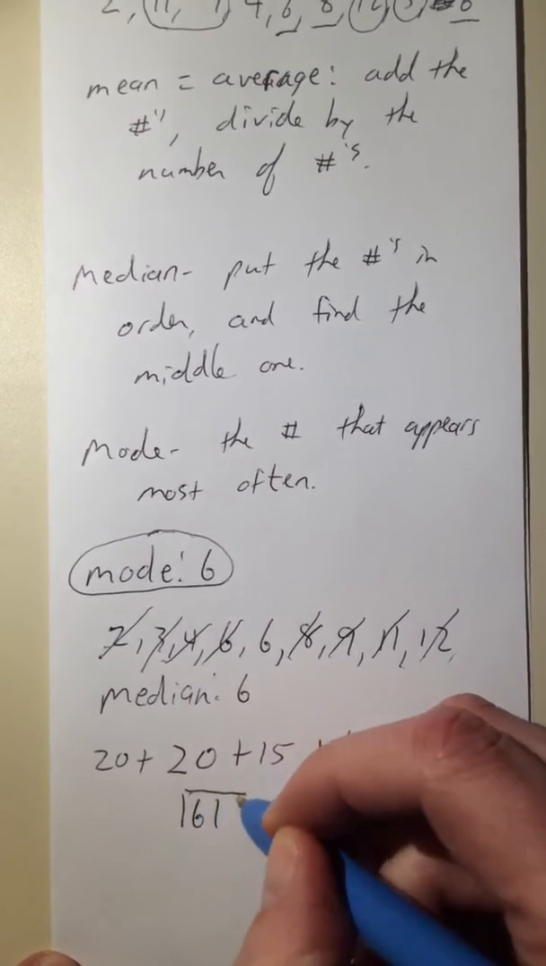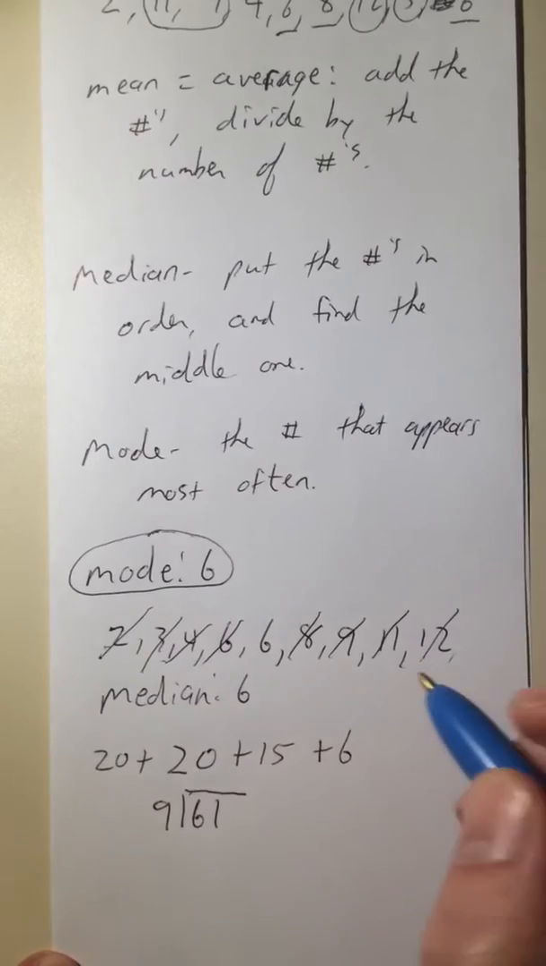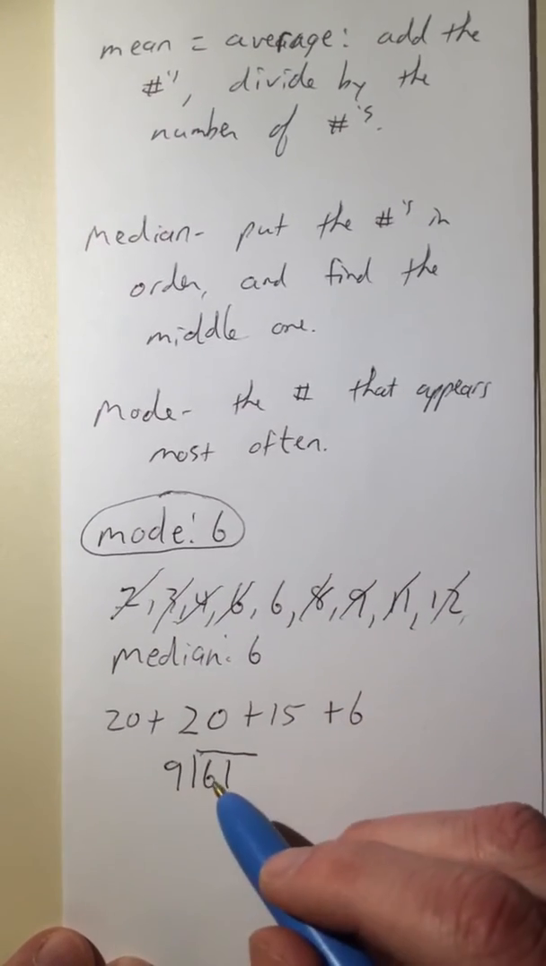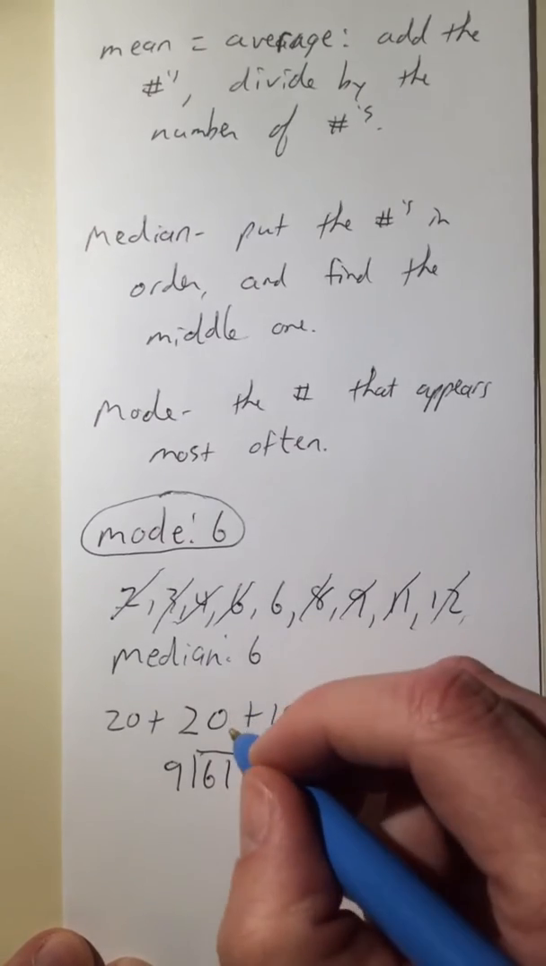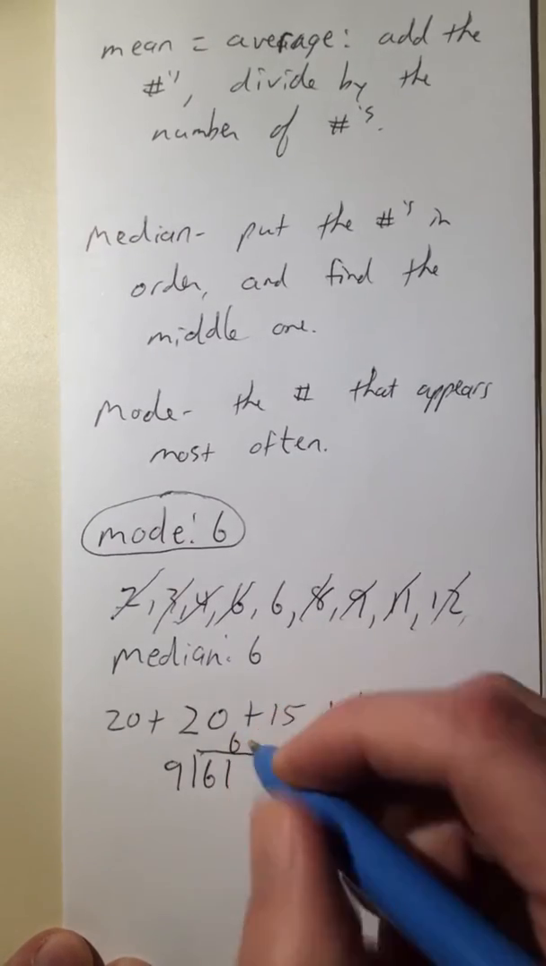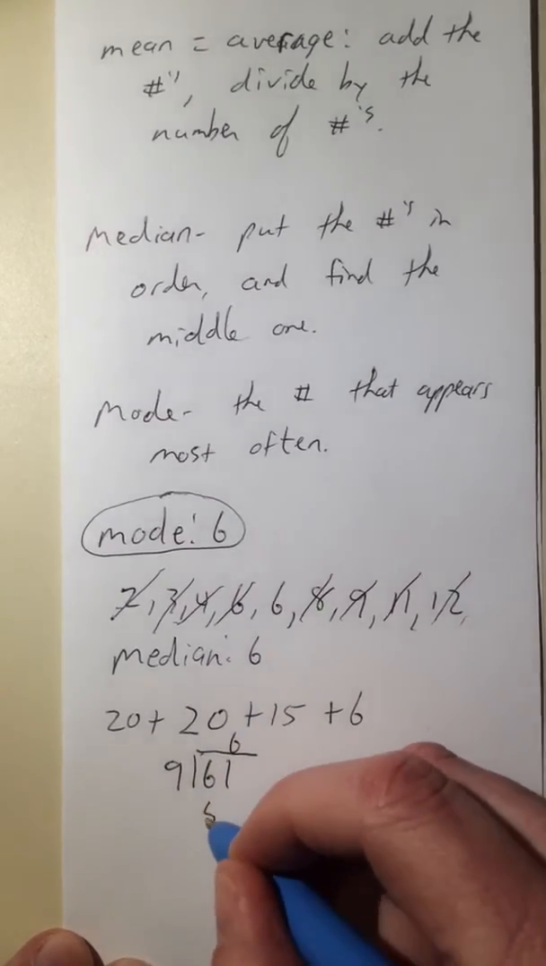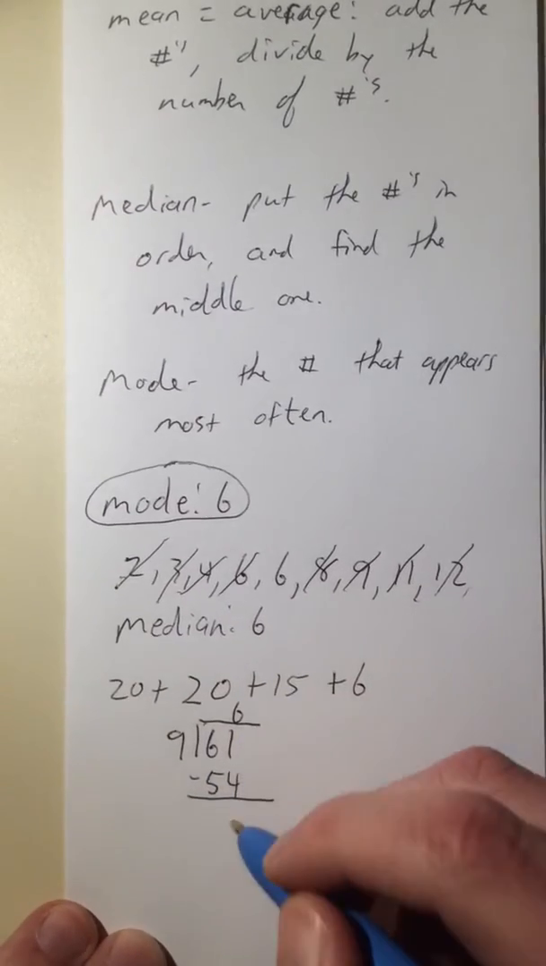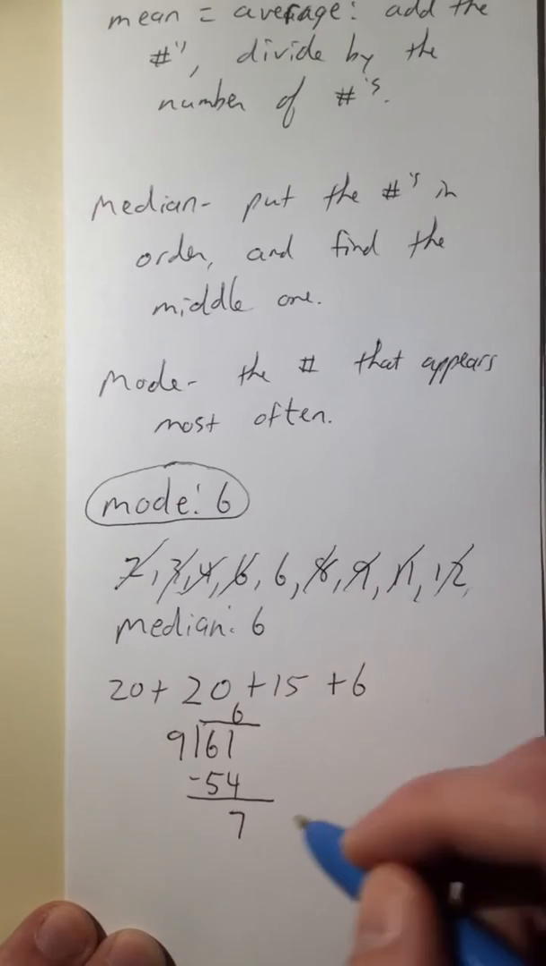And we need to divide 61 by 9. Again, you can do this with your calculator, but I'm going to do longhand just because I can. So 9 doesn't go into 6, but 9 goes into 61 6 times. 6 times 9 is 54. Just a little quick review of long division. 61 minus 54 is 7, of course.